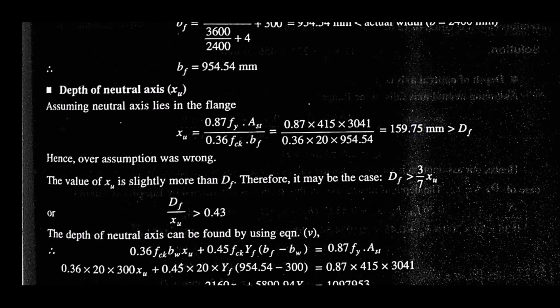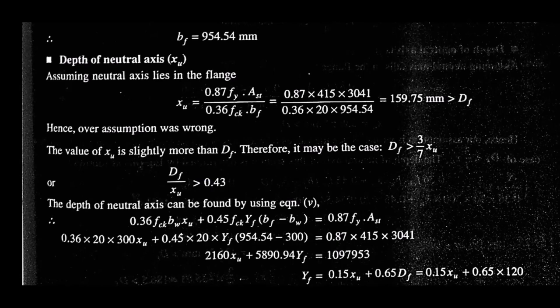Now the depth of neutral axis can be found by equation 5, which was written in the previous lecture on analysis, that is 0.36 fck bw xu plus 0.45 fck yf within bracket bf minus bw is equal to 0.87 fy Ast. Therefore 0.36 into 20, that is fck, into 300, that is bw, into xu, is equal to 0.45 into 20, that is fck, into yf within bracket 954.54 minus 300, that is equal to 0.87 into 415 into 3041.